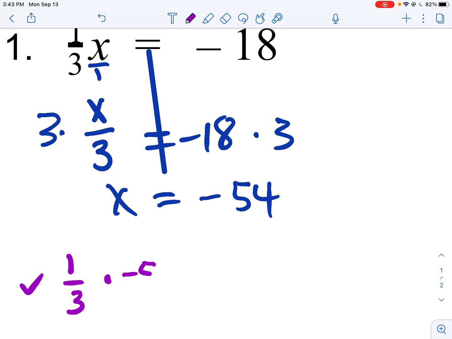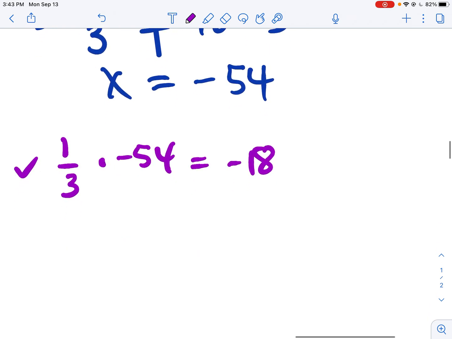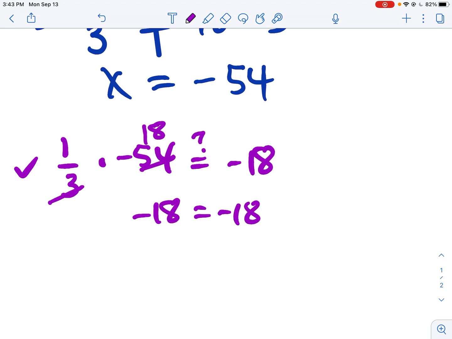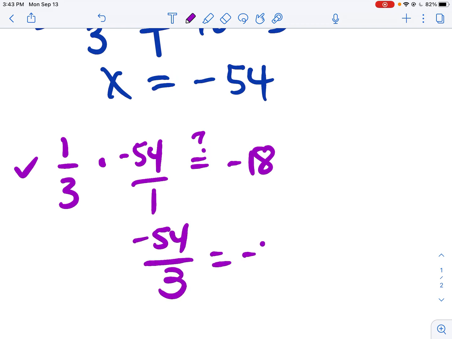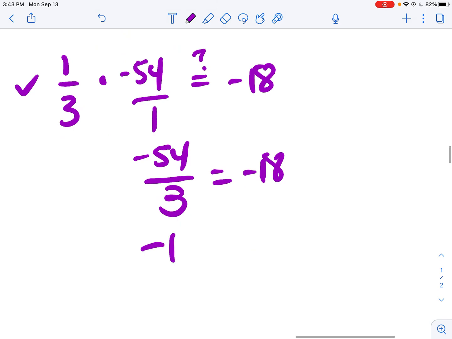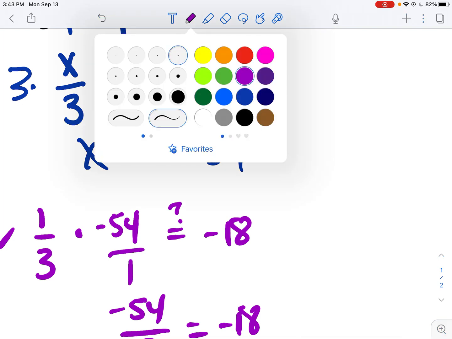Check my answer. 1/3 times negative 54 equals negative 18. Okay, if I do cross cancellation, we would get negative 18 equals negative 18. But if you don't like it that way, then I can do it the other way. And that's over 1, and I get negative 54 over 3. And I still get negative 18 equals negative 18.